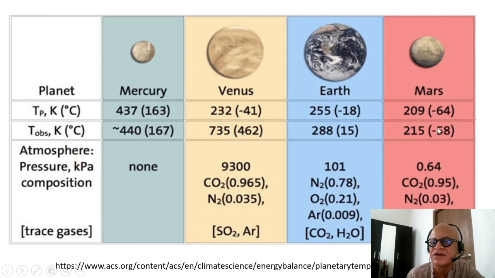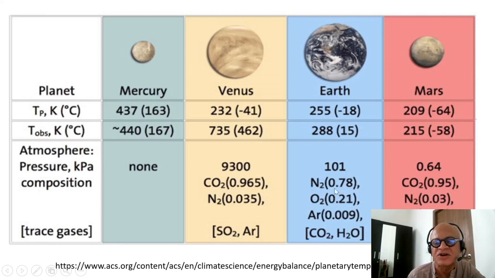Mars has got a tiny bit of a greenhouse effect, but you can see that it's still got a runaway cooling effect. Okay, so you have here the pressure of the various trace gases. Carbon dioxide dominates, whereas on Earth we have nitrogen dominating. You have sulfur dioxide and argon as well.